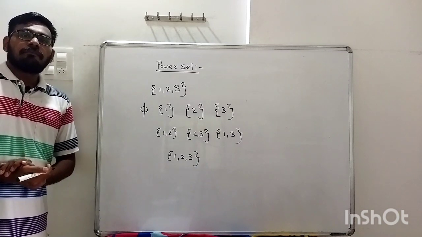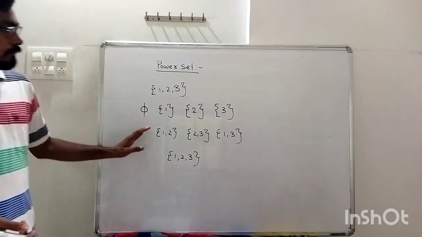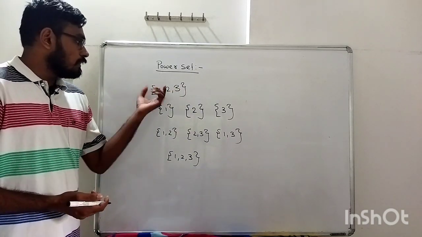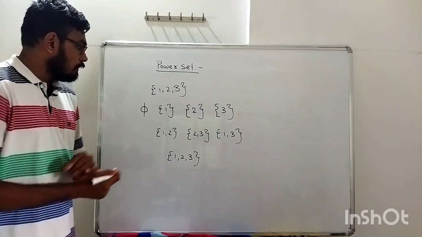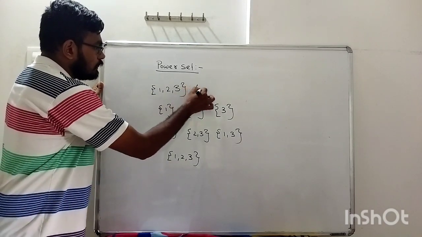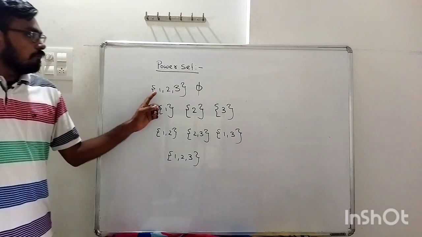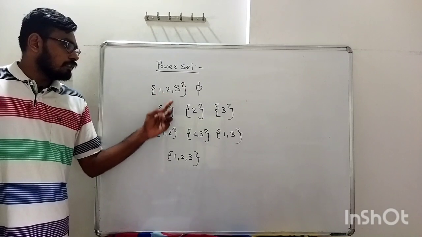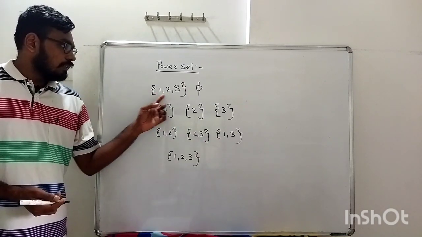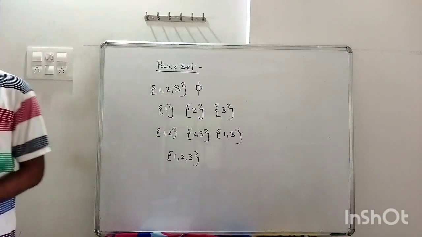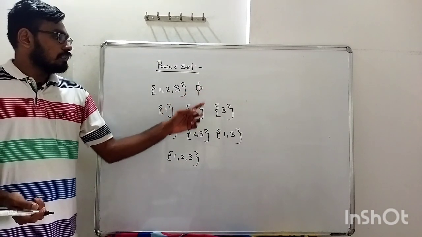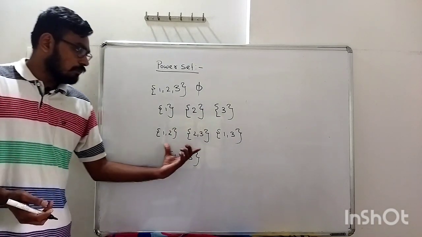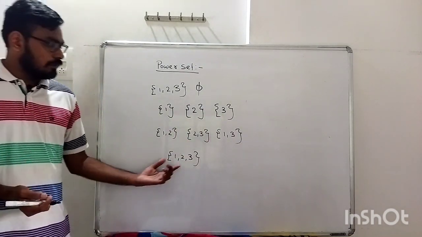Okay, this is how we find it, we just have to find all the possible subsets of this. Different combinations you have to find. First, with 0 elements, with no elements, we get the empty set. Then with 1 element, how many subsets can we get, then with 2 elements how many subsets we can get, then with 3 elements how many possible subsets we get.